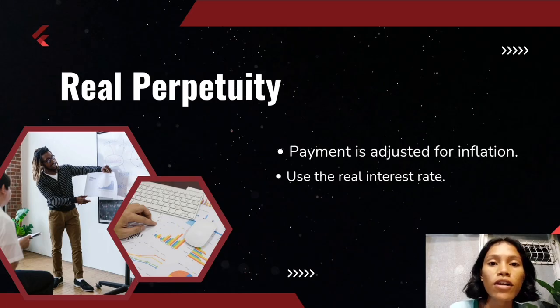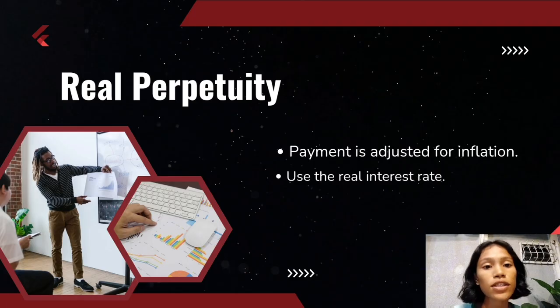So first, let's start with real perpetuity. Payment is adjusted for inflation. So a real perpetuity adjusts payments annually, or every year, to match the inflation. So it ensures the payment retains its purchasing power.